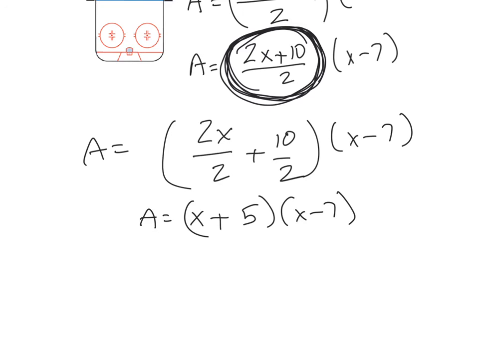So why don't you hit pause at this point and finish it any way that you're more comfortable, FOIL or table.